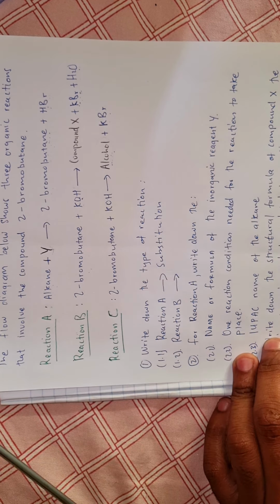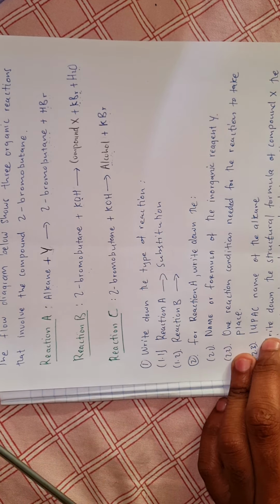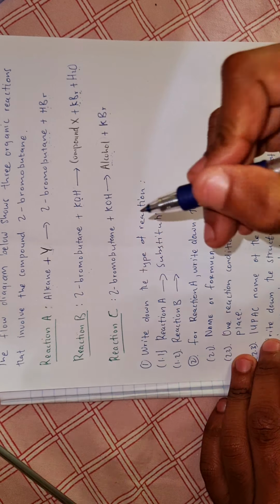Now let us move to 1.2, for reaction number B. Write down the type of reaction number B. Reaction number B, we said reaction number B is what type of reaction? Yes, it is elimination.